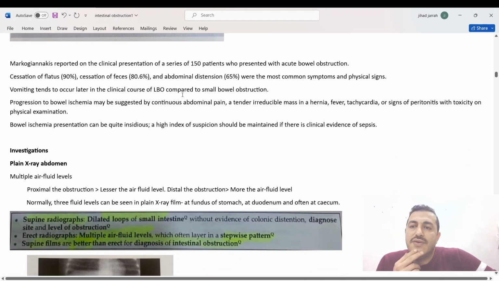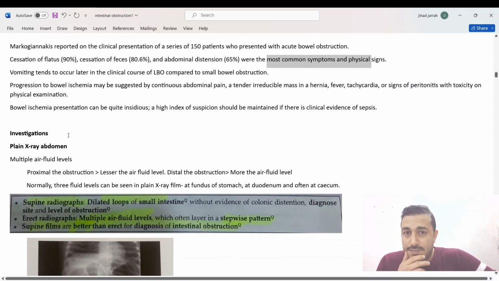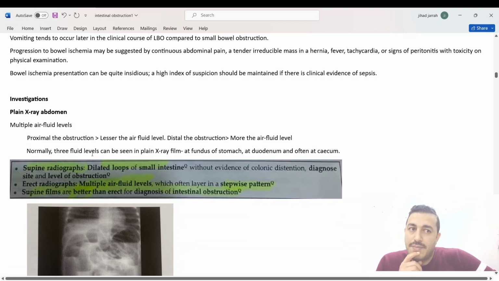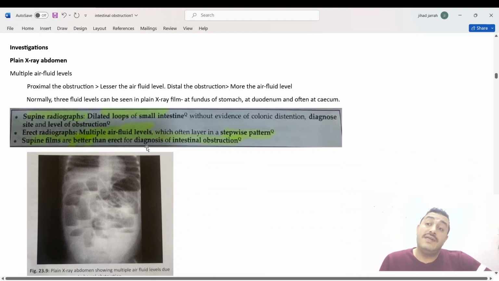Here is a study on 150 patients about the clinical features of intestinal obstruction. They found cessation of flatus in 90%, cessation of feces in 80%, and abdominal distension in 65%. These are the most common signs. Other than that, we said that vomiting comes later in large bowel obstruction. We discussed the other parts. Let's move to the investigations.